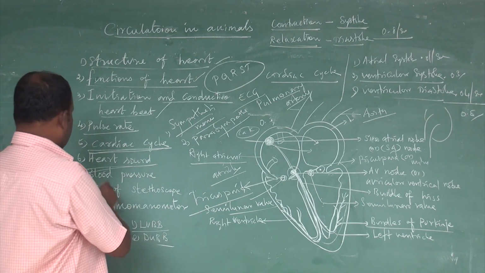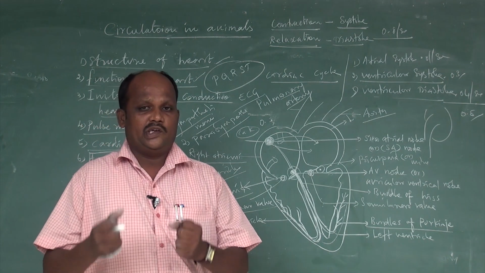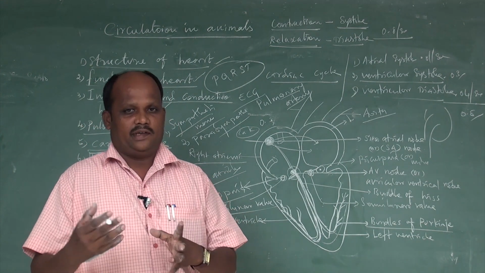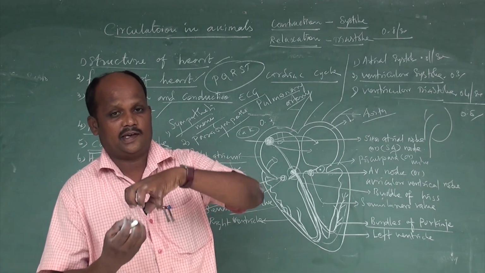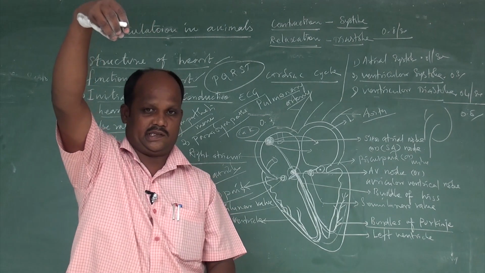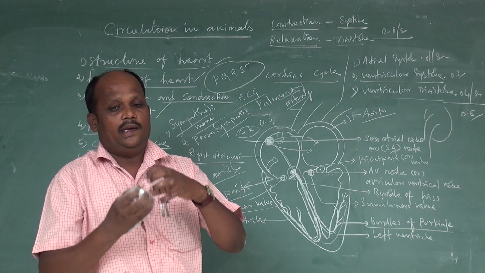Next we are going to start blood pressure. Blood pressure we can measure from the wall of the main artery. What is blood pressure? Blood is forcefully passed from the heart chamber to the major blood vessels, and the major blood vessels receive the blood from the heart chambers.